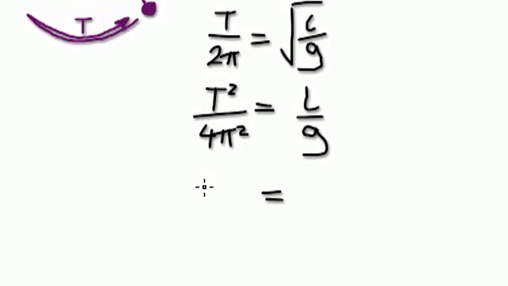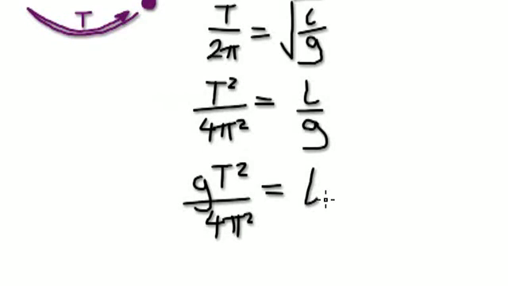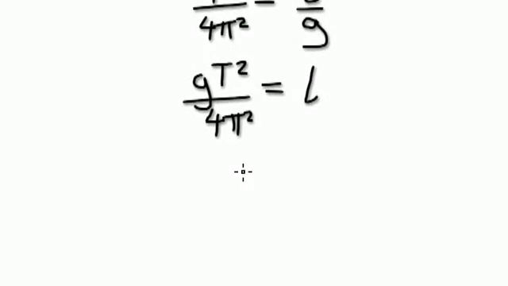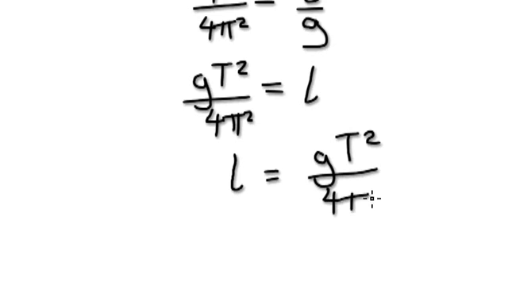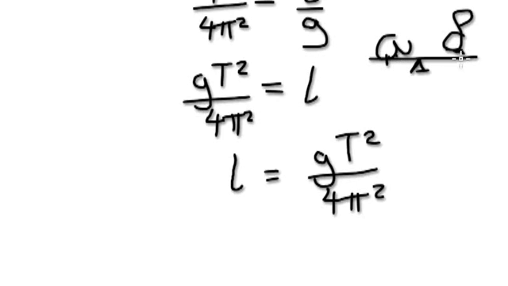So you've got G t squared over 4 pi squared equals L. Just to simplify this, I'm going to switch these two around. I'm allowed to do this, because if an elephant equals a giraffe, I can say a giraffe equals an elephant. So it's pretty much the same thing.